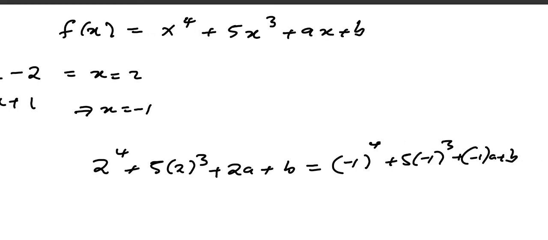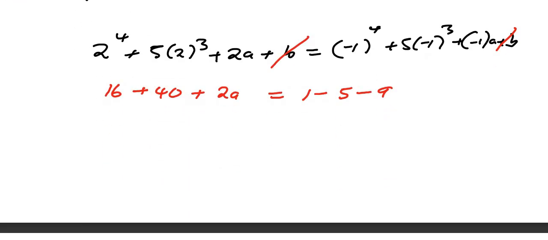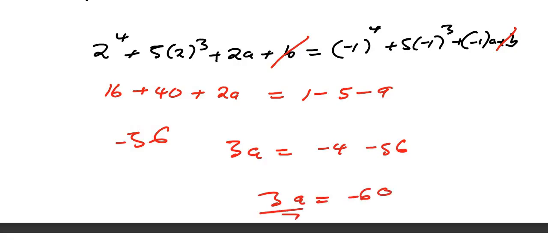You notice that the b is going to cancel because it's appearing on both sides without anything. So b comes this side, it will cancel, right? This is going to be 2 to the power 4, that's going to be 16, plus 8 times 5, that's going to be 40, plus 2a is equal to, this is going to give us 1, minus 5, and minus a. You will notice that when the a comes this side, it's going to be 3a, this is going to be -4, then 56 goes this side, becomes -56, so we're having 3a is equal to -60, divide by 3, so a is supposed to be -20.